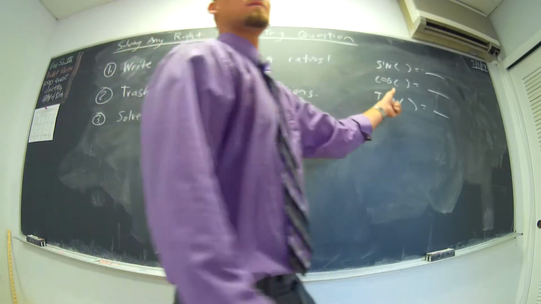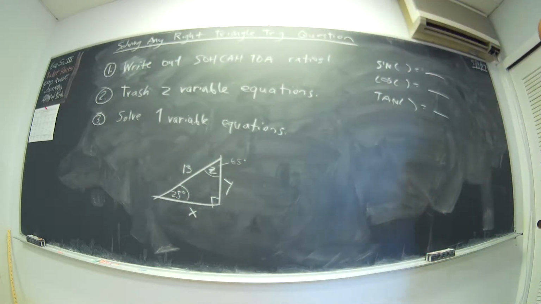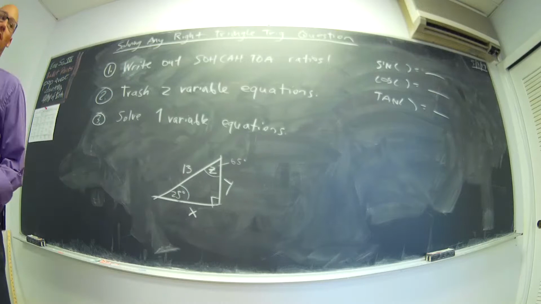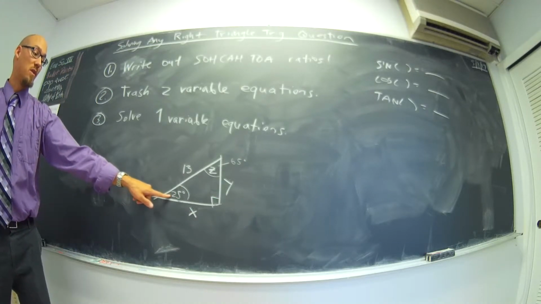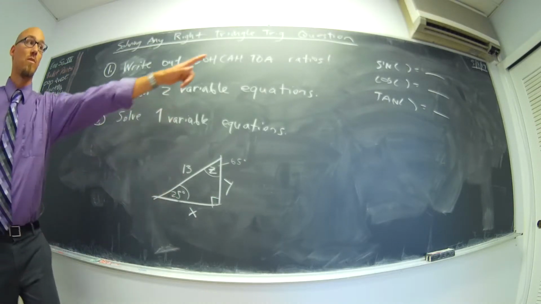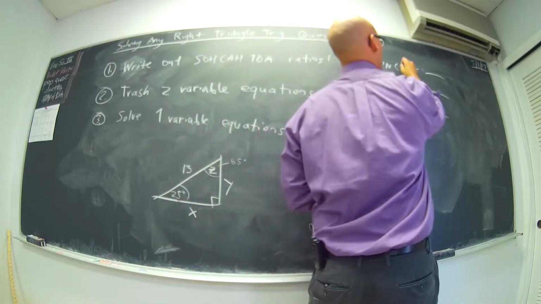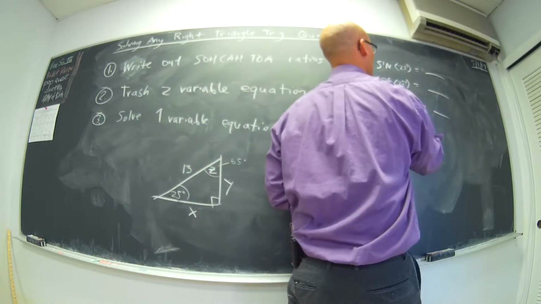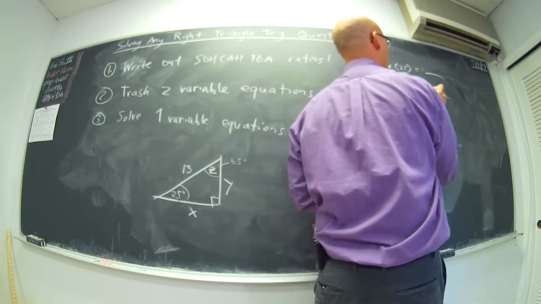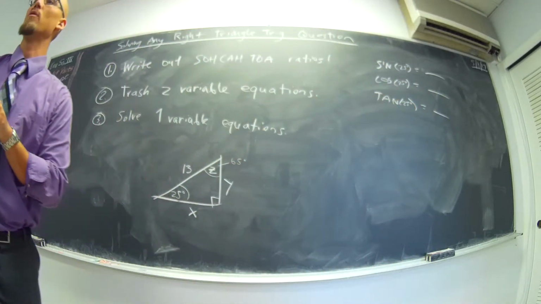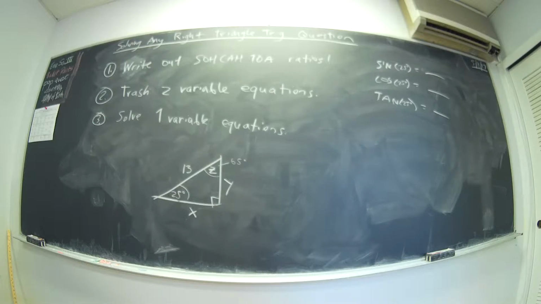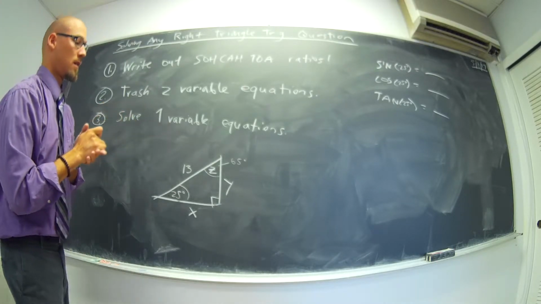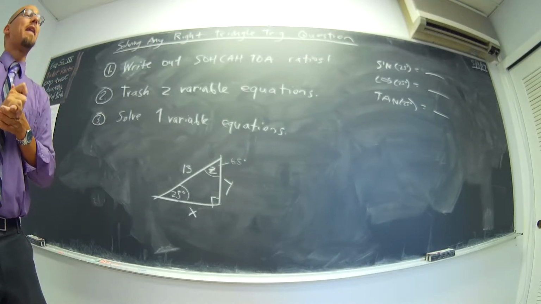So write these out. Step one. And then we plug in what we need to plug in. And so we know it's going to be of 25. We need to take the sine of 25 degrees, the cosine of 25 degrees, tangent of 25 degrees. You got to put an angle in there. Always put an angle in your function. Okay.